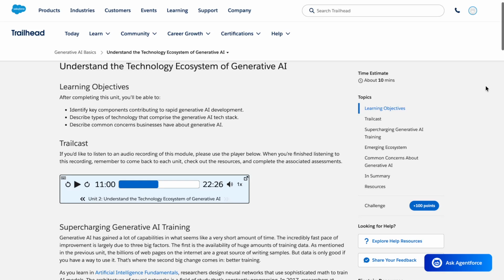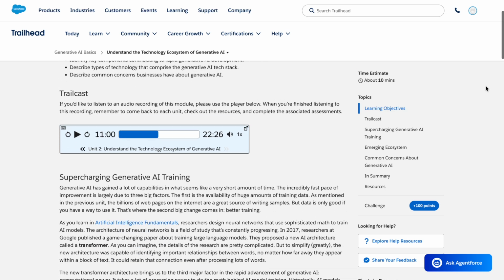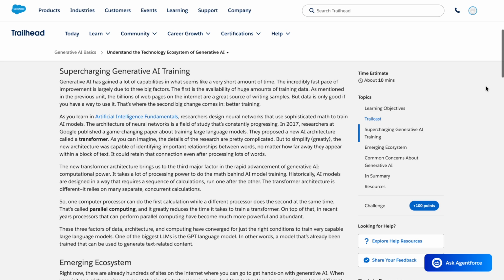Understand the technology ecosystem of generative AI. Learning objectives. After completing this unit, you'll be able to identify key components contributing to rapid generative AI development, describe types of technology that comprise the generative AI tech stack, and describe common concerns businesses have about generative AI. Supercharging generative AI training. Generative AI has gained a lot of capabilities in what seems like a very short amount of time.